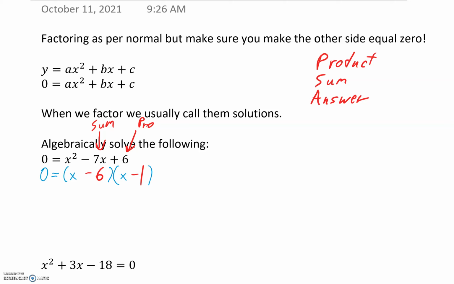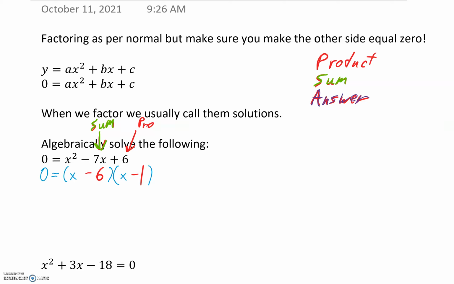So that's product, sum. And then the answer is, well, here, I guess I could go like this. Sum. Okay, and then the answer is that we're just going to take what we got as our factors and flip the sign and put them down.